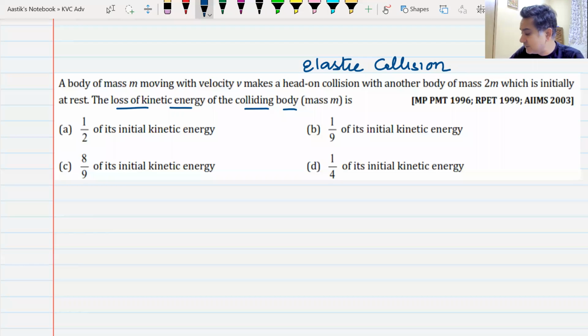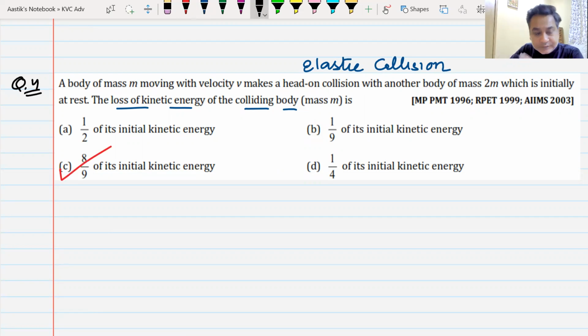Yes, so we got any answer? C, sir. C, 8/9. Everyone got this? How to do this? You can just find out the final velocity of ball 1 or ball 2, whatever you call it. Find the initial velocity, find the final velocity, find the change, and you are done. Everyone understands this? Yes, sir. Good. You are doing good in collision.